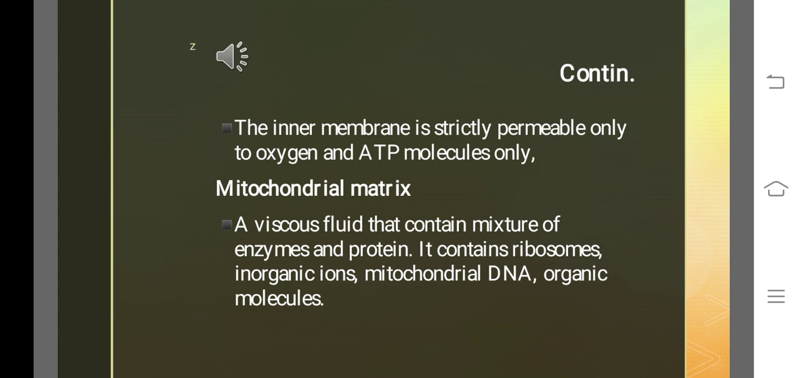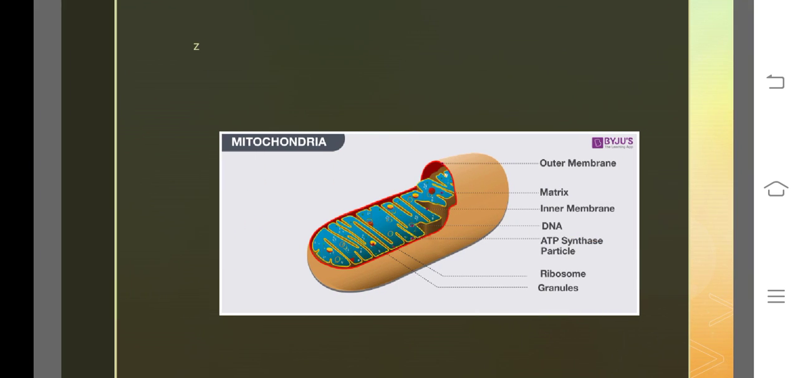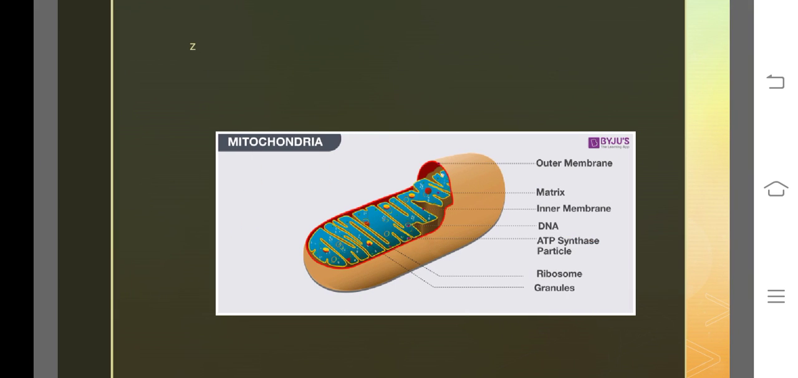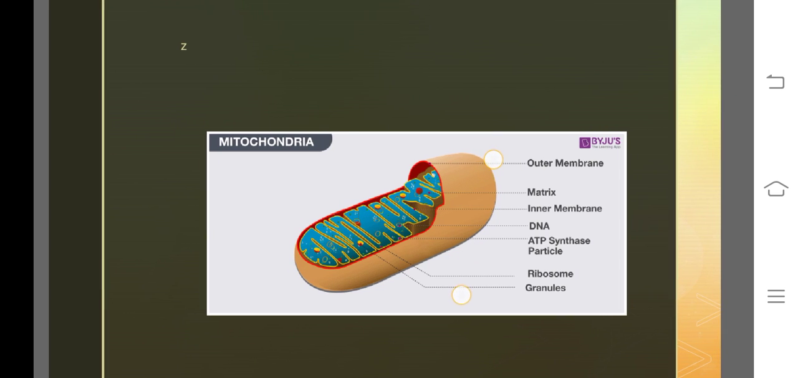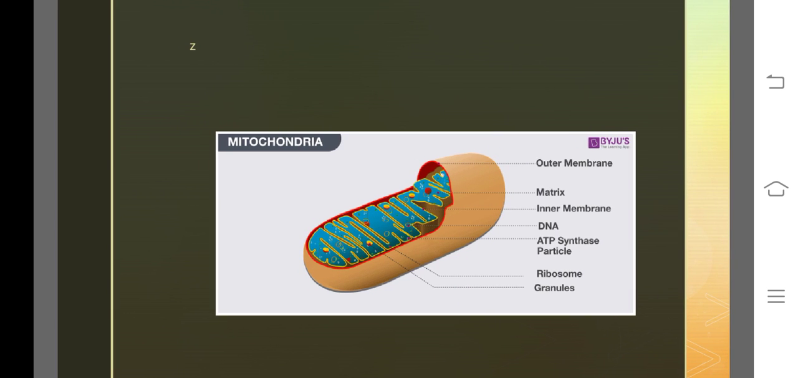The third part we are going to discuss in the mitochondrial structure is the mitochondrial matrix. It is a fluid present inside the mitochondria. This fluid contains enzymes and proteins. It also contains ribosomes, inorganic ions, mitochondrial DNA, and organic molecules. If we take a look at mitochondrial DNA, yes, mitochondria has its own DNA, because it helps in the production of ATP and uses its mitochondrial DNA to produce energy.